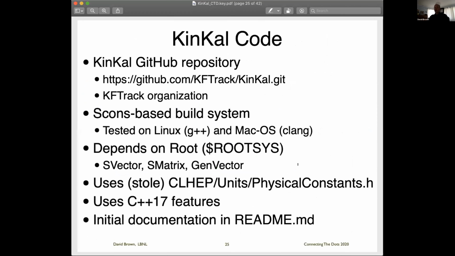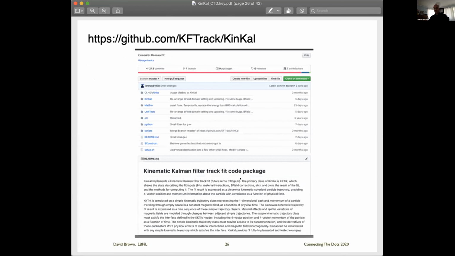So the code is living in GitHub, as I mentioned, and uses a SCons-based build system. It works on both Linux and Mac OS. It depends on the ROOT classes I already mentioned, the SVector, SMatrix, and GenVector classes. I've stolen one file out of CLHEP, but otherwise there's no CLHEP dependence. And there's documentation in the README. This is just proof that there is actually a GitHub repository with a fairly extensive README for the documentation, which we will augment in future.